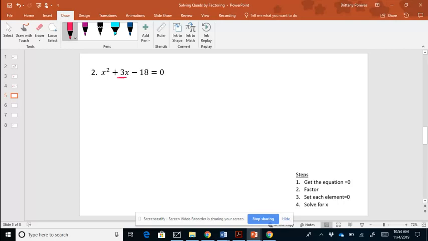How many terms? I just said 3. So off to the side, we've got to factor it. It's already set equal to 0, so that gets rid of step number 1. 3 terms means we're going to unbox. There's not a GDF there, so we are going to unbox.